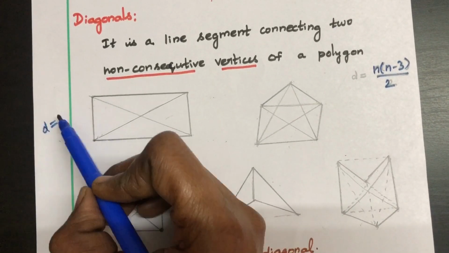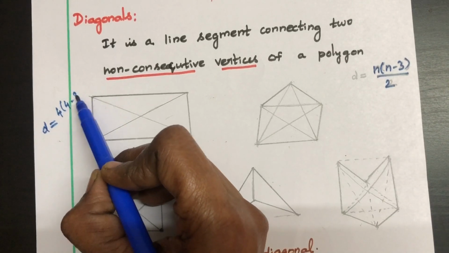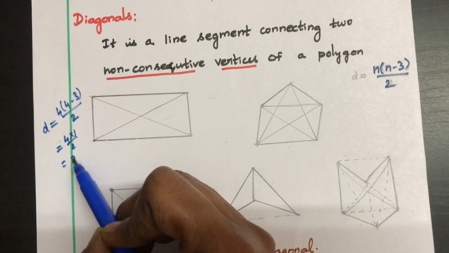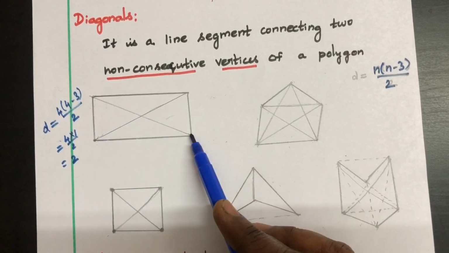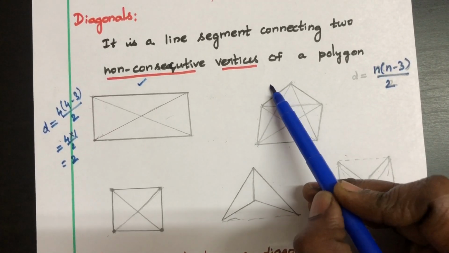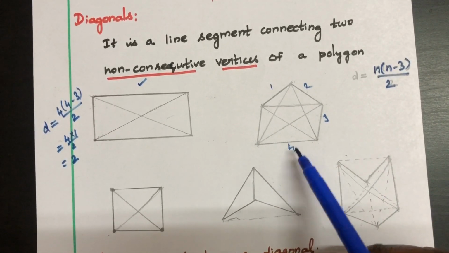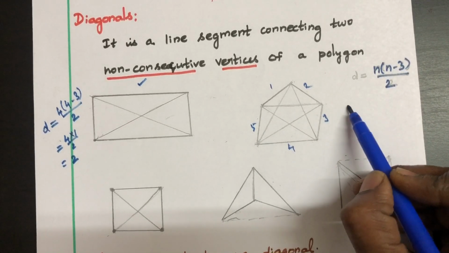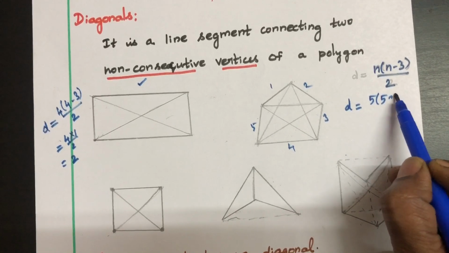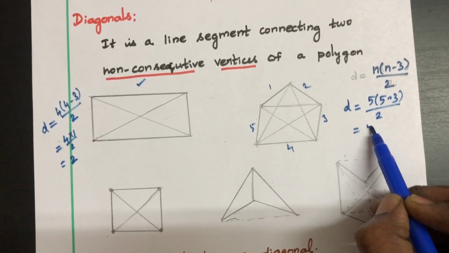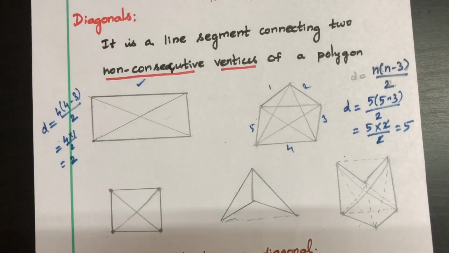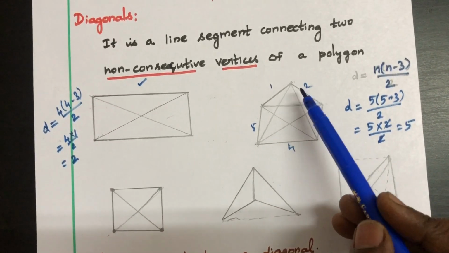So, for this, 4 sides, right? 4 into 4 minus 3 divided by 2 equal to 4 into 1 by 2, which is equal to 2. How many diagonals here formed? Only 2 diagonals. So, this is right. Here also, how many sides? 1, 2, 3, 4, 5 sides. So, how many diagonals possible for this polygon? 5 into 5 minus 3 divided by 2, which is equal to 5 into 2 by 2, equal to 5 diagonals possible.